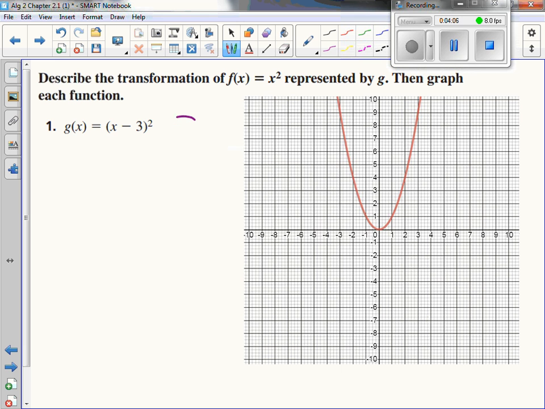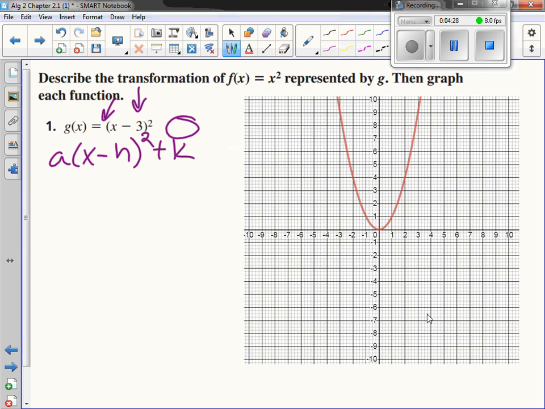Now here, we don't have a value of h or k, and there's not a value of a other than 1, because a is always going to be at least positive 1. What's the only thing that we have in here? We have the minus 3. Well, so we have a(x minus h) squared plus k.